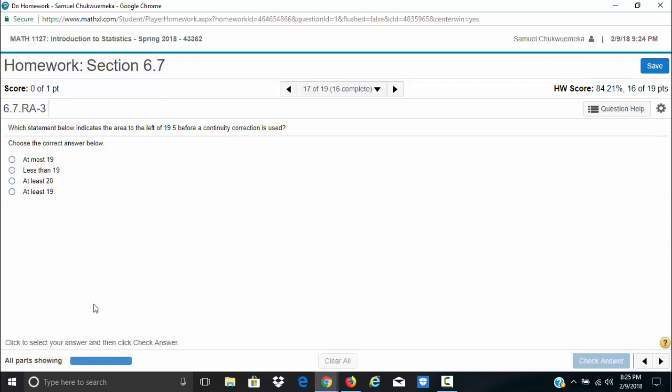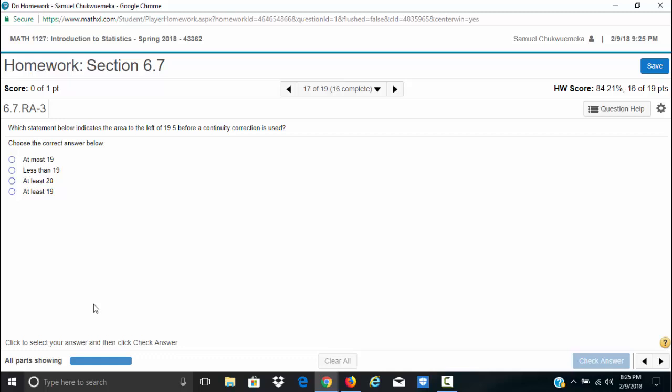Question 17. Which statement below indicates the area to the left of 19.5 before a continuity correction is used? Left of 19.5 should be at least 19. Okay, it should be at least, no, I'm sorry, not at least 19, because it's left. Okay, left of 19.5 should be at most 19.